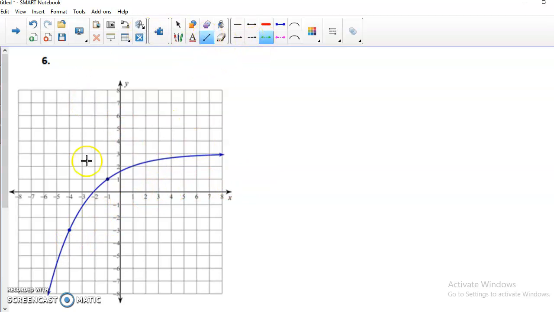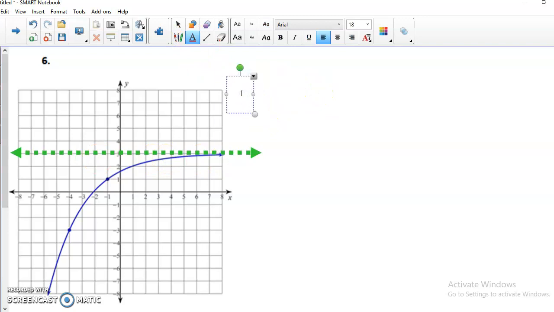So let's take a look. You should see right away that you have a horizontal asymptote at +3. So right away we know we moved up 3, which means on our equation we should have a +3 at the end. So let's look at what else happened.